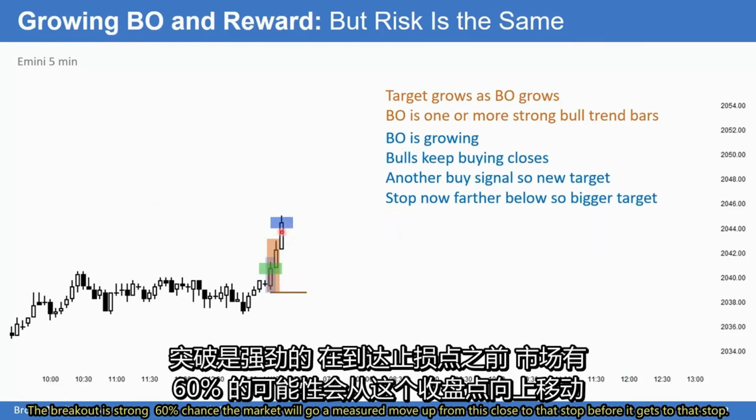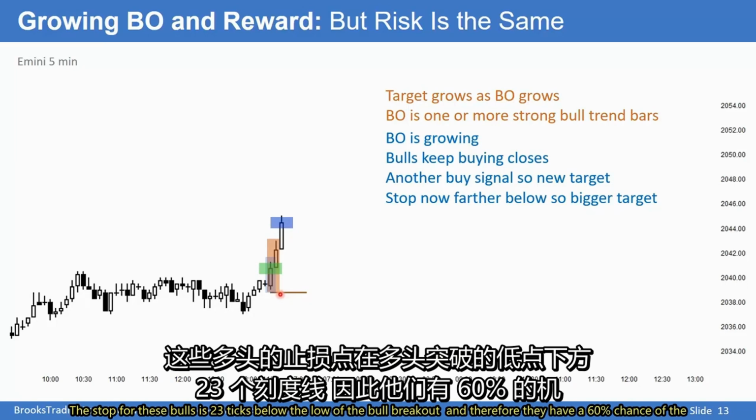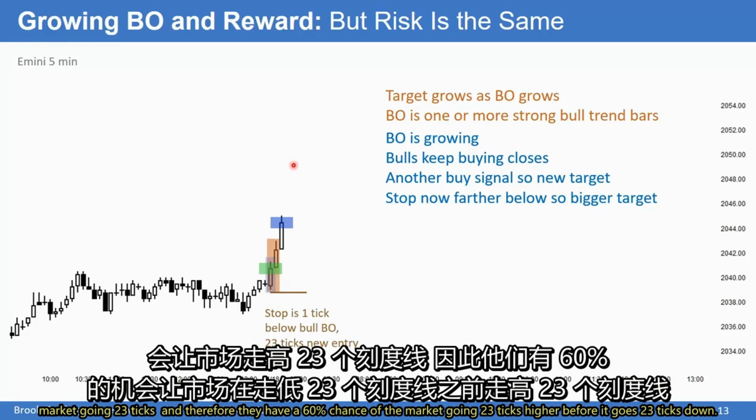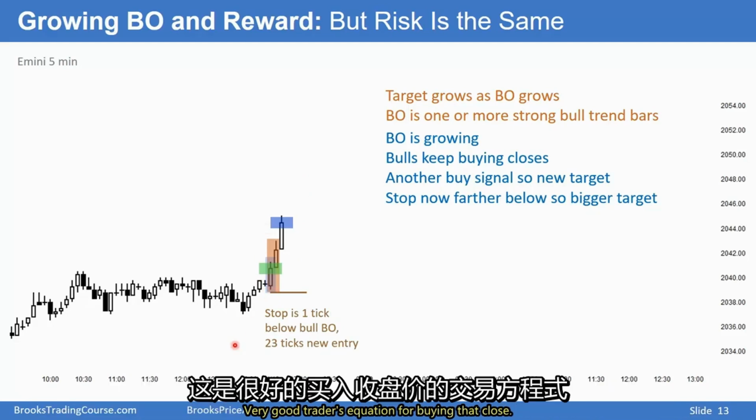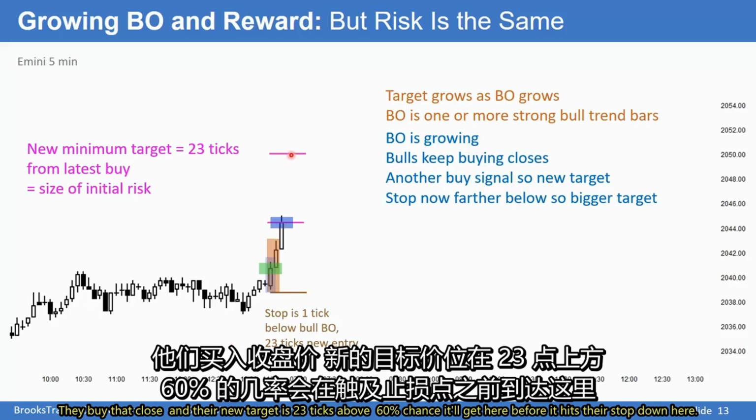We have another bar in the breakout. Some bulls will buy that close, stop down here. The breakout is strong. 60% chance the market will go a measured move up from this close to that stop before it gets to that stop. The stop for these bulls is 23 ticks below the low of the bull breakout, and therefore they have a 60% chance of the market going 23 ticks higher before it goes 23 ticks down. Very good trader's equation for buying that close. They buy that close, and their new target is 23 ticks above. 60% chance it'll get here before it hits their stop down here.